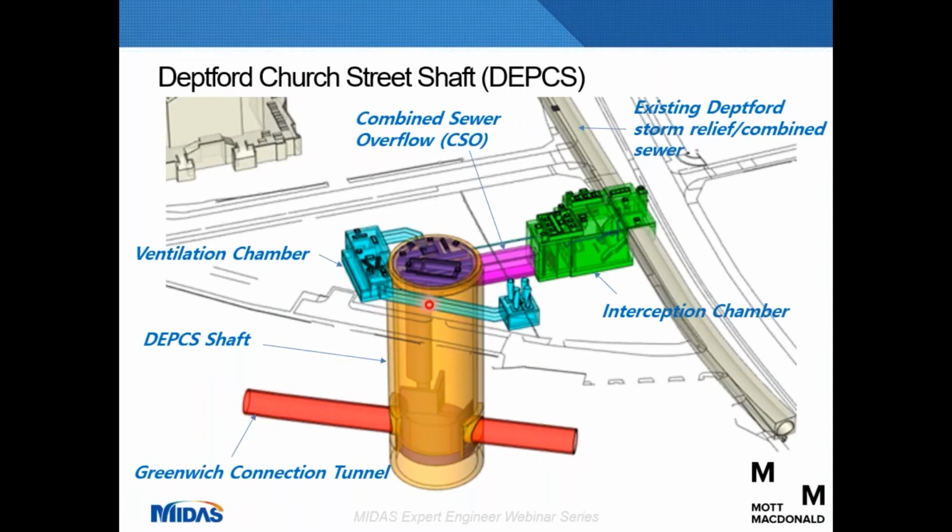The shaft itself is about 50 meters deep and with an internal diameter of about 20 meters, and the primary lining is formed of 1 meter thick diaphragm wall panels. And there's also this ventilation chamber associated with the shaft to provide ventilation to the tunnel itself.